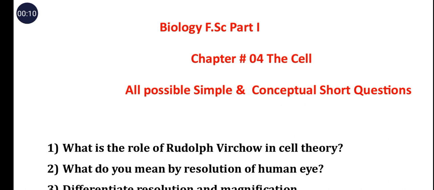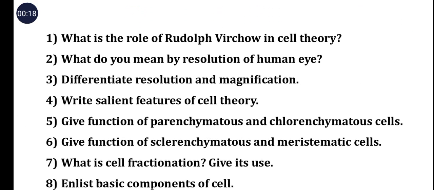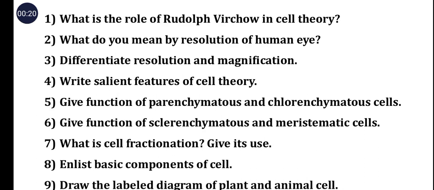सेल के वो तमाम पॉसिबल सिंपल क्वेश्चंस और जो कंसेप्चुअल हैं शॉर्ट क्वेश्चंस उनके साथ। तो लेट्स सी क्या क्वेश्चंस हैं। तो फर्स्ट क्वेश्चन इज़ व्हाट इज़ द रोल ऑफ रुडोल्फ विर्चो इन सेल थ्योरी। नंबर 2, व्हाट डू यू मीन बाय रेजोल्यूशन ऑफ अ ह्यूमन आई। Number 3, differentiate resolution and magnification. Write salient features of cell theory.